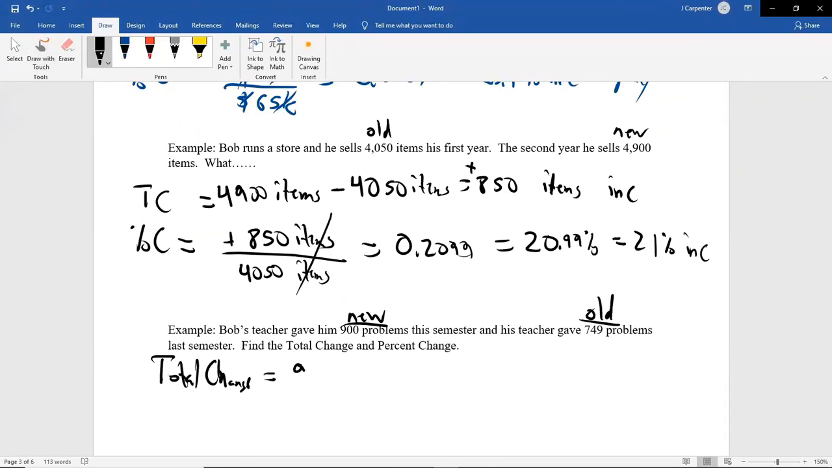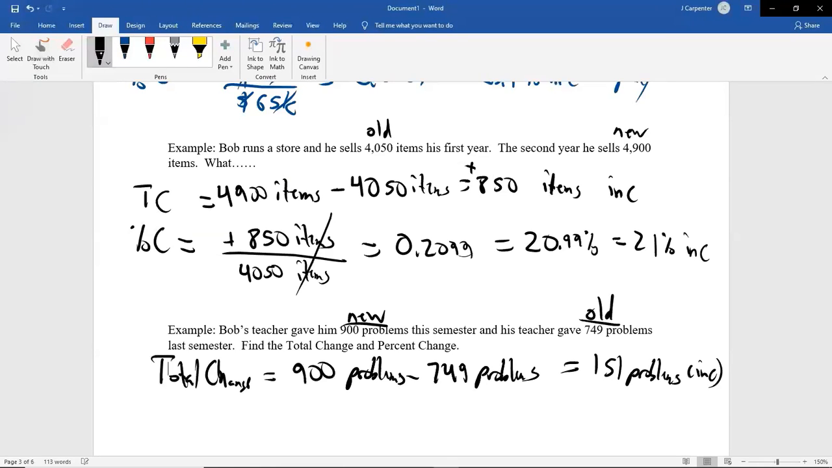So your total change is actually going to be 900 problems minus 749 problems. If you do that subtraction, you'll get 151 problems. And that would be an increase, since this is a positive value. Again, if you did this wrong, you'd think that the teacher gave him 151 fewer problems this year. But that's because you would have done the problem backwards. You would have done old minus new because you got comfortable in patterns and didn't pay attention to the details.